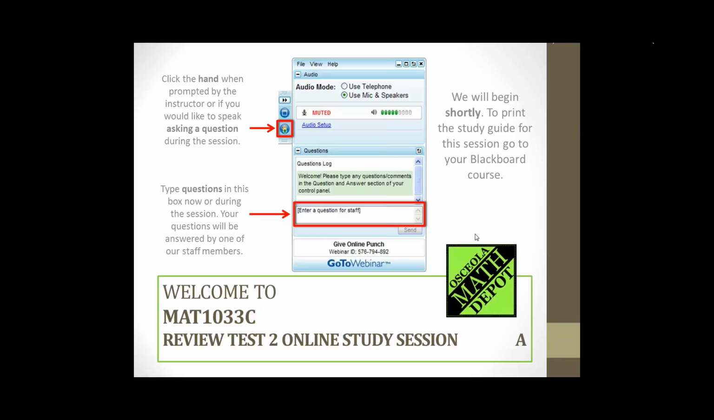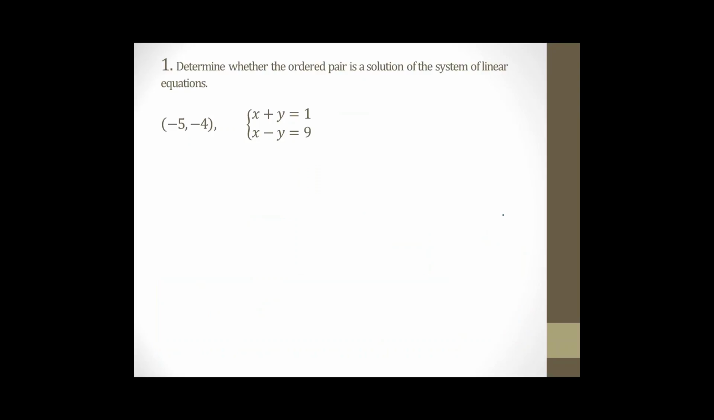Let's go to question number 1. This first question says, determine whether the ordered pair is a solution of the system of linear equations. So basically, two linear equations in the coordinate system. There are three options, or three types of things that could happen.